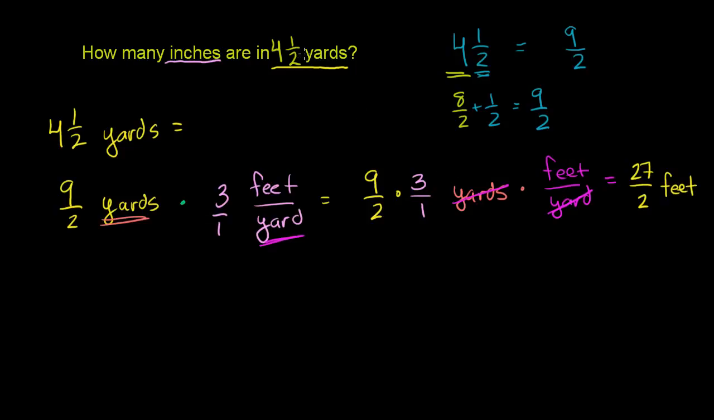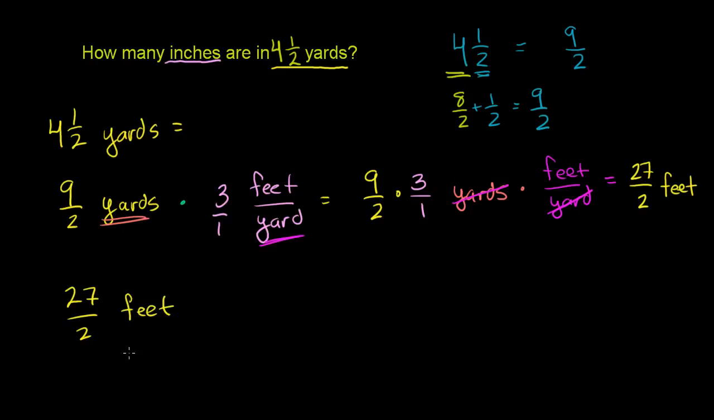So we figured out 4½ yards is 27 over 2 feet. And that makes sense because we should have more feet than yards. And actually, this should be 3 times more. So everything makes sense. This 27 over 2 is 3 times 9 over 2. So now we have 27 over 2 feet.